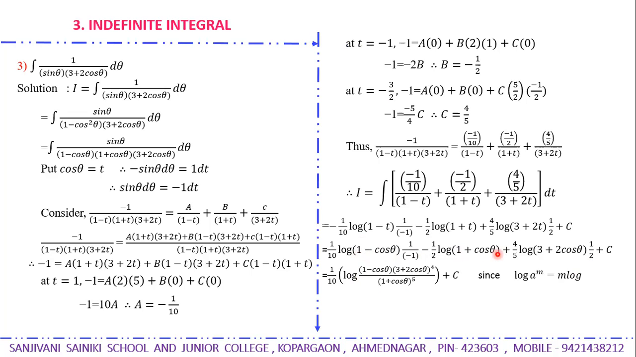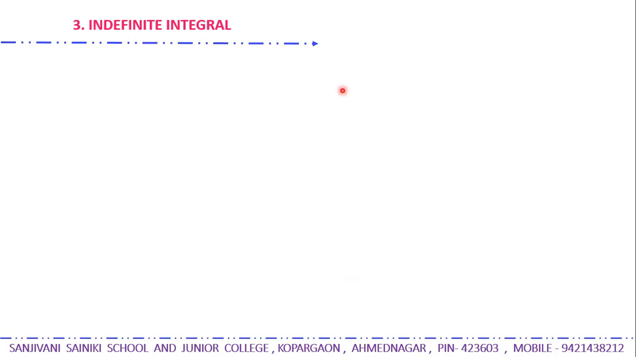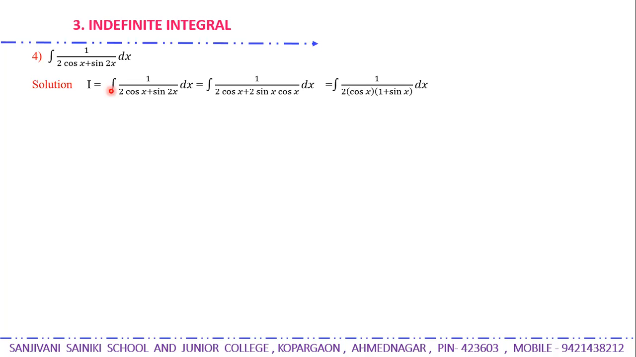Use properties of the logarithm to combine them under one log. Now 1 upon 2 cos x plus sine 2x. Here I can use the formula sine 2 theta is equal to 2 sine theta cos theta. Then I can take 2 cos x common. Then I will multiply and divide by cos x, and then the value of cos square x I will put as 1 minus sine square x.